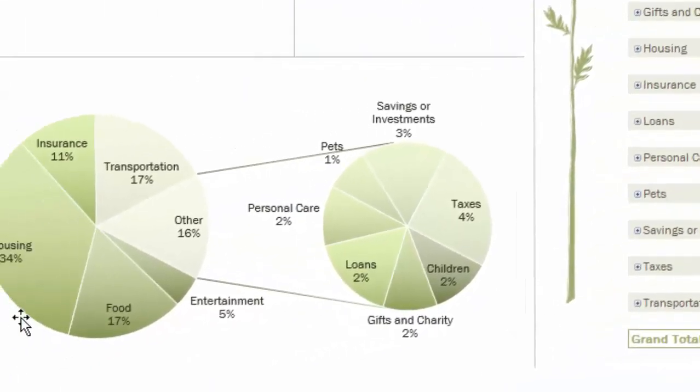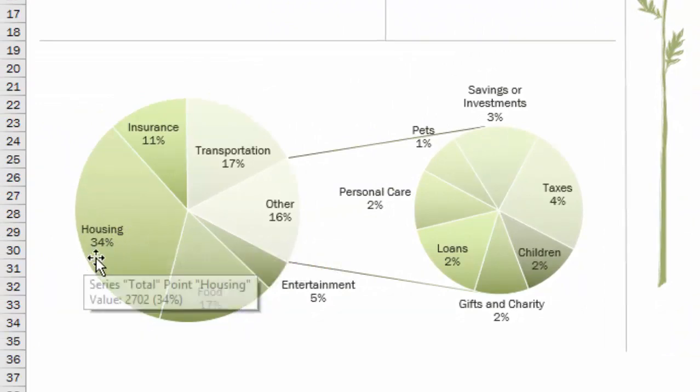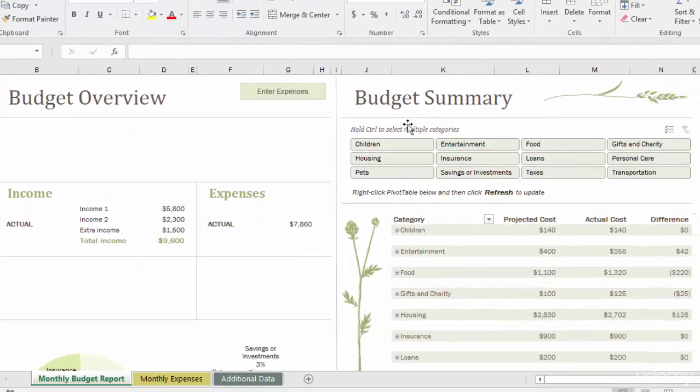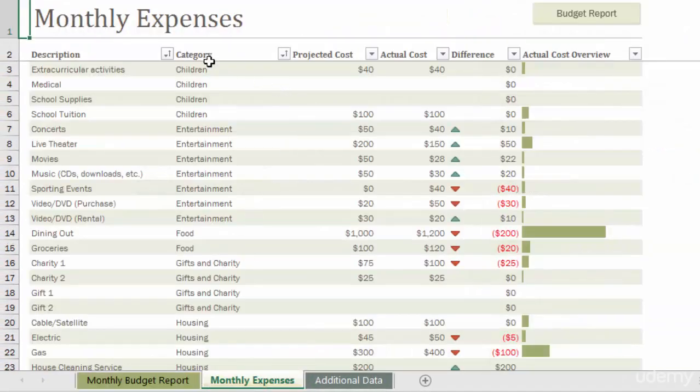And then if we go over to this chart, we can see here that housing represents 34% of the total expenses for this household. And all of the information on these pages comes from another sheet in their workbook where they've entered all of their information into this table.